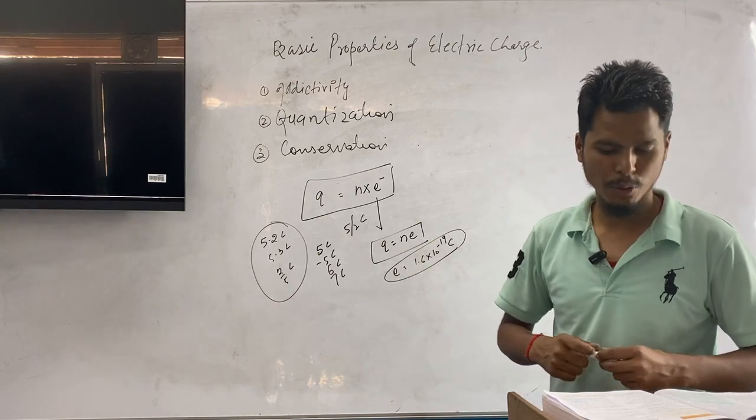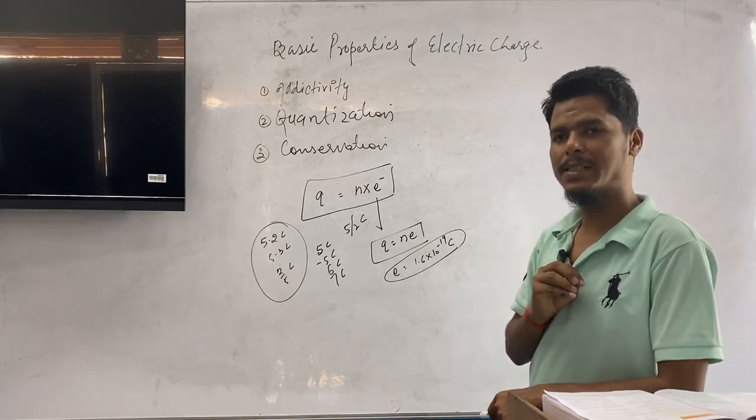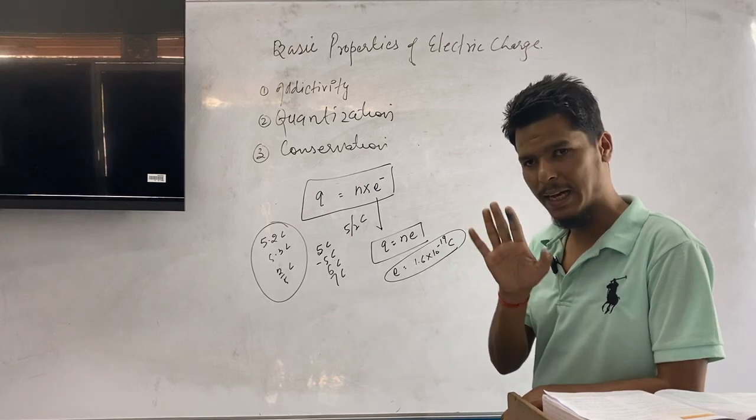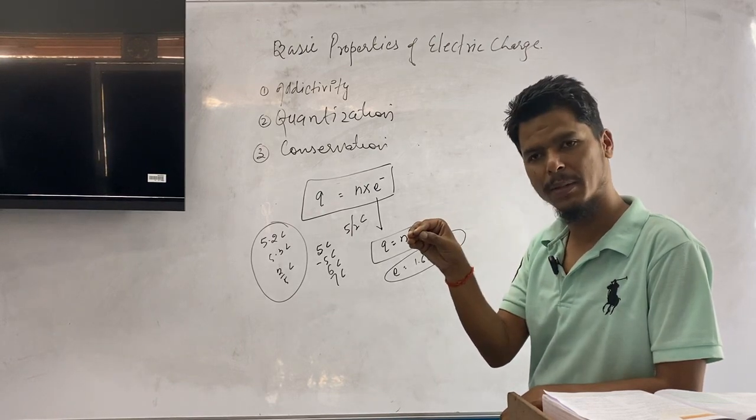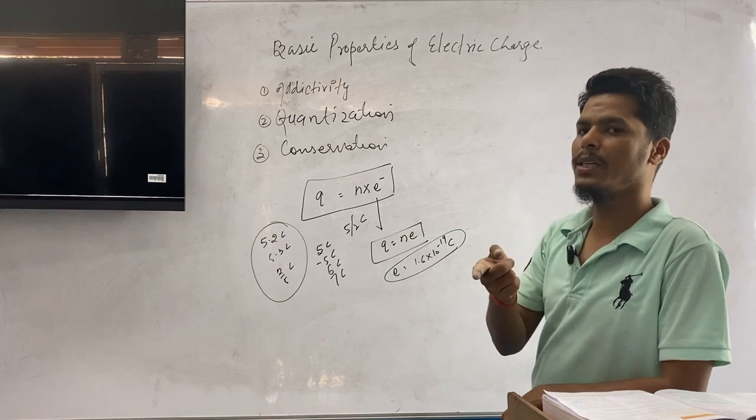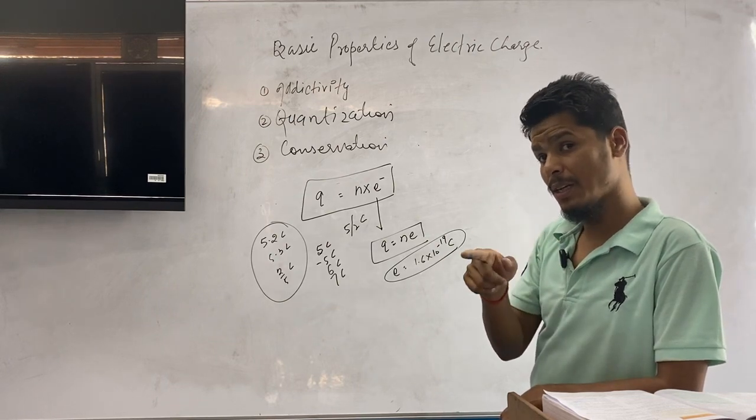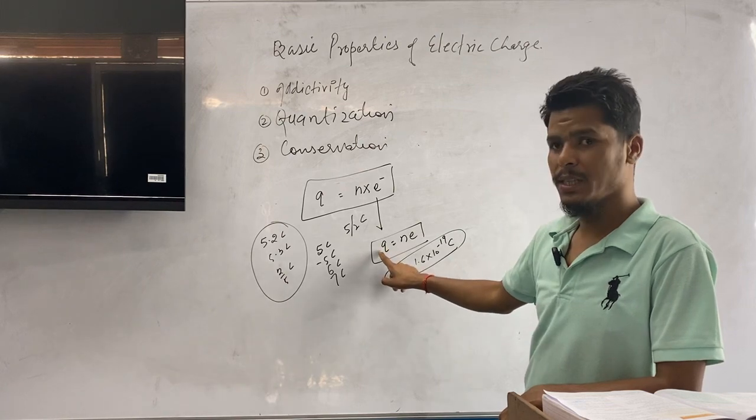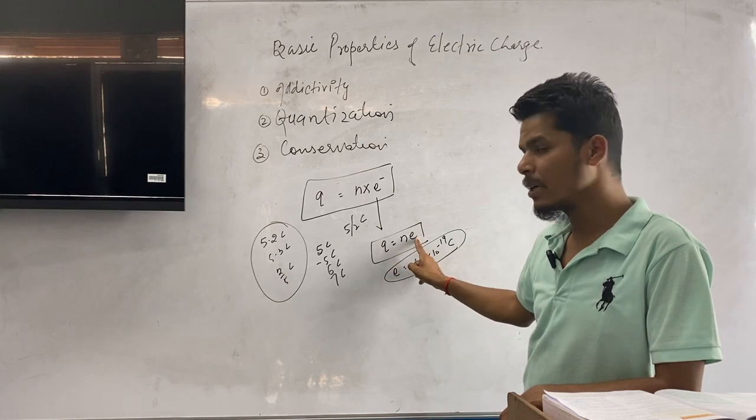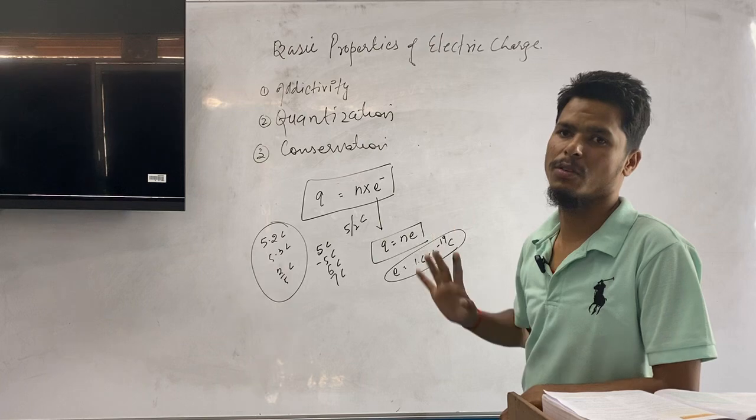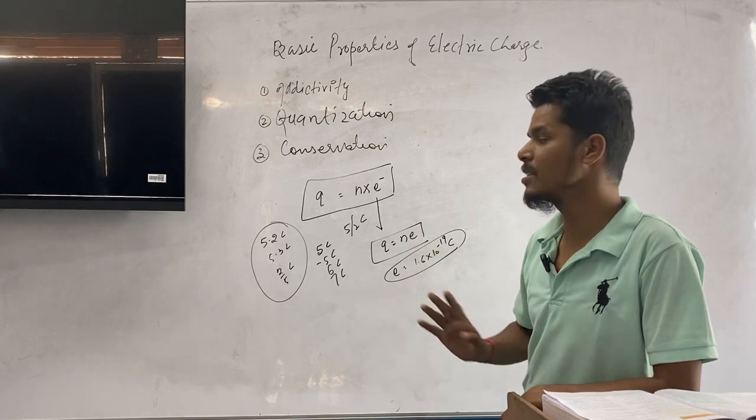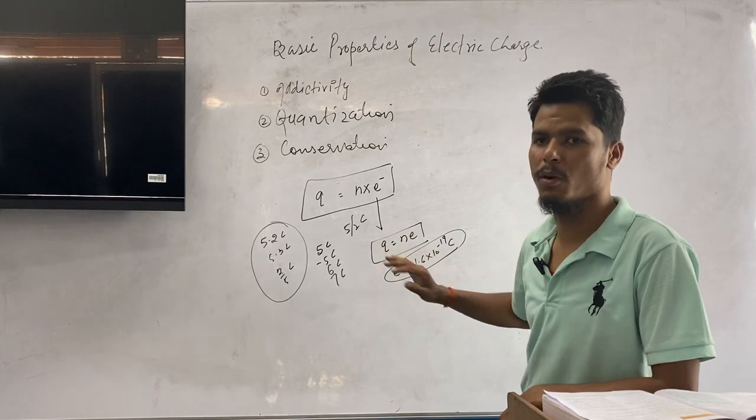Last time I told you about inertia. Inertia is just a property, like charge is just a property of matter. Inertia is calculated by the mass, right? Last time I told you. Similarly, the charge on a body is calculated as an integral multiple of the charge on an electron. This is the formula to calculate the charge on a body.